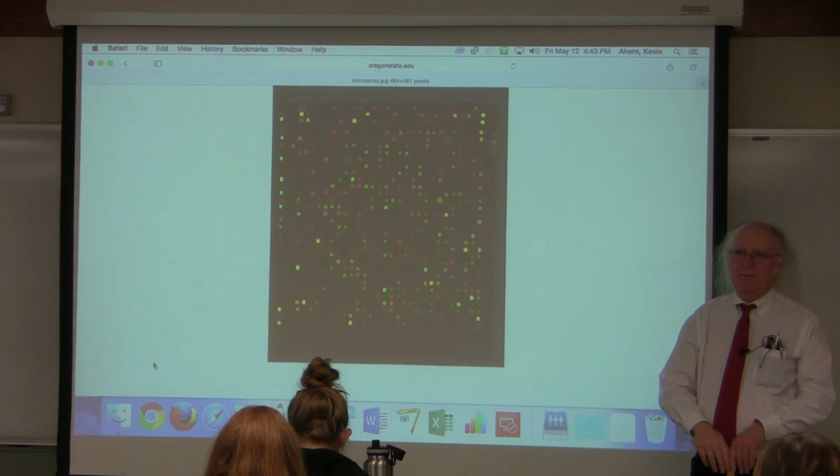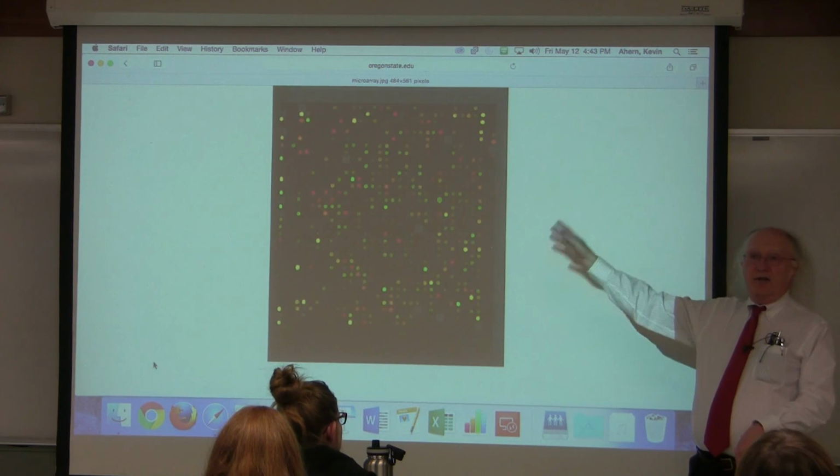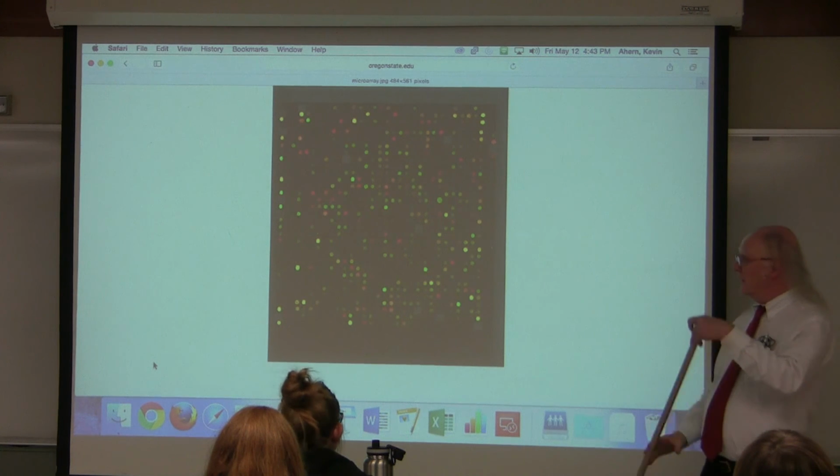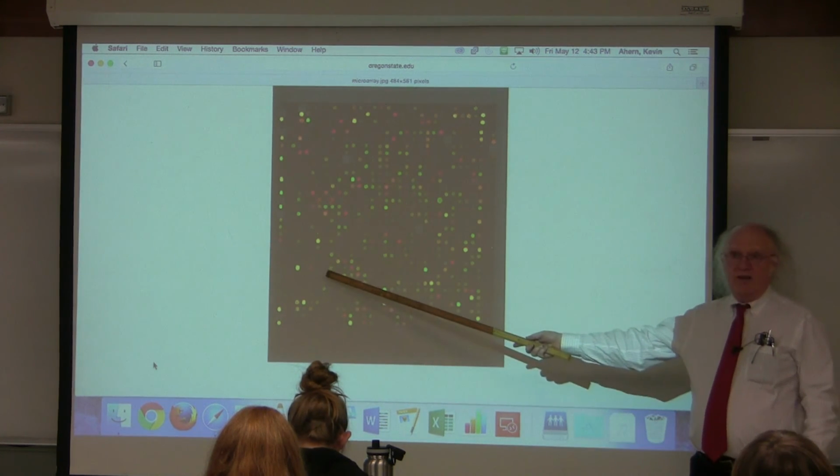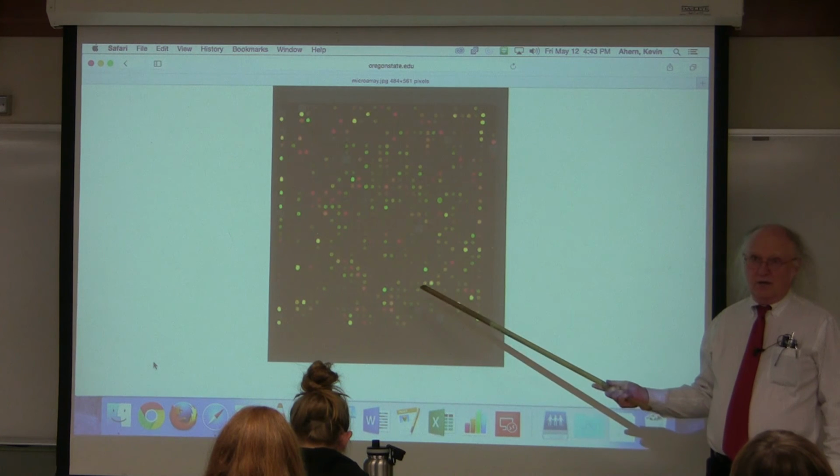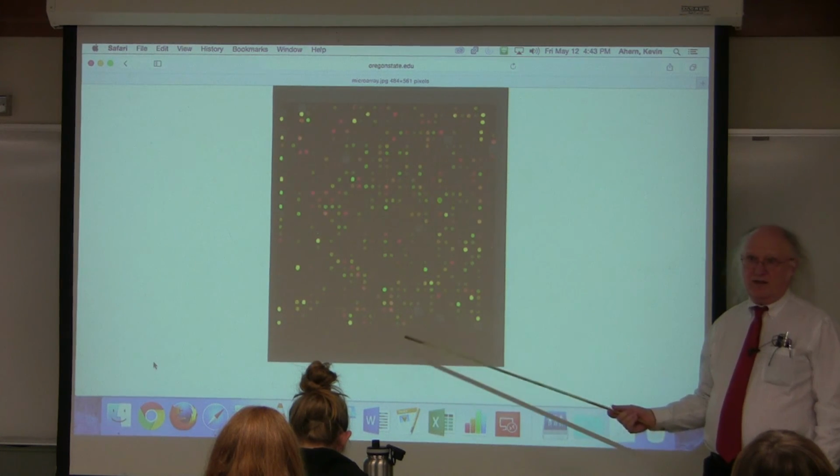There's other things that you can use, yeah. Well, but you're not doing this by eye. The computer's doing all this. So this is actually a relatively simple one. You could have one of these. This doesn't have 20,000 genes on it, okay? But you could have one of these that does have 20,000 genes.